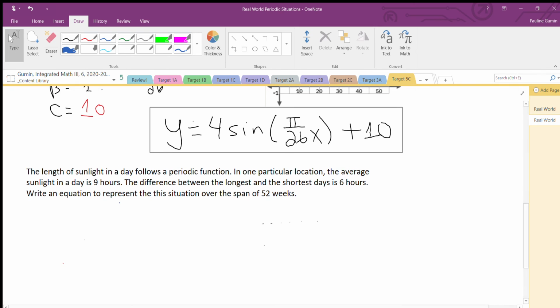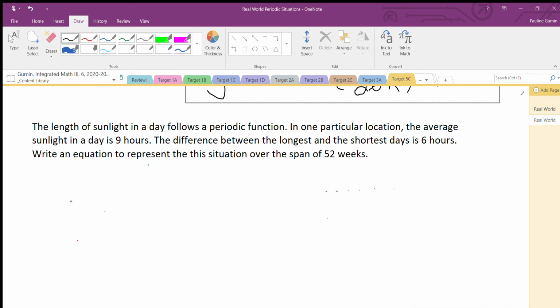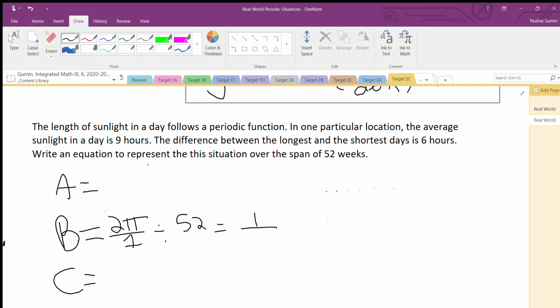Okay, so let's see what we have. The length of sunlight in a day follows a periodic function. Yes, we saw that in the last problem. In one particular location, the average sunlight in a day is 9 hours. The difference between the longest and shortest days is 6 hours. Let's write an equation to represent this situation over the span of 52 weeks. So let's find our A, our amplitude, B, our frequency, and C, our midline. First of all, our frequency is going to be the same as every other problem we've done today, because we're measuring over 52 weeks.